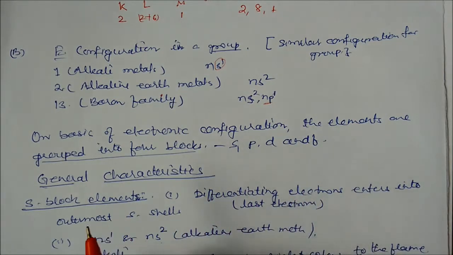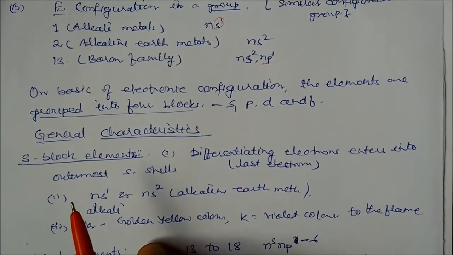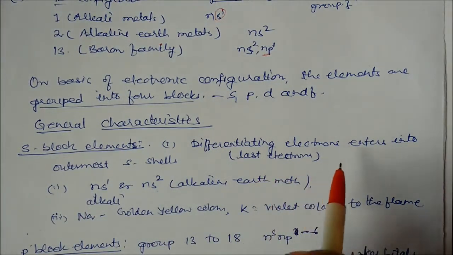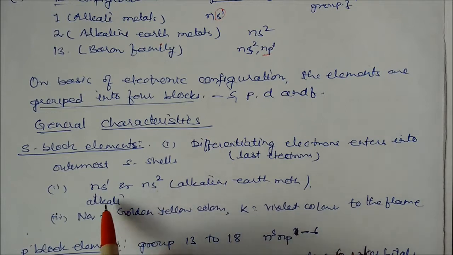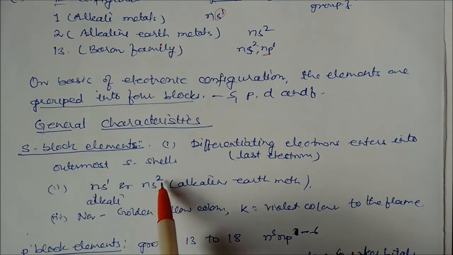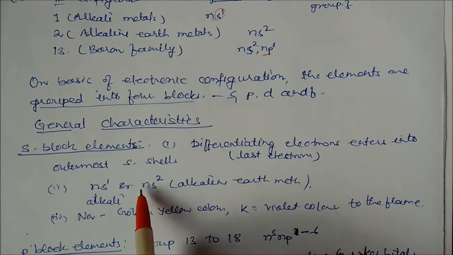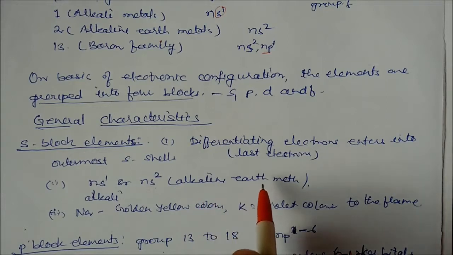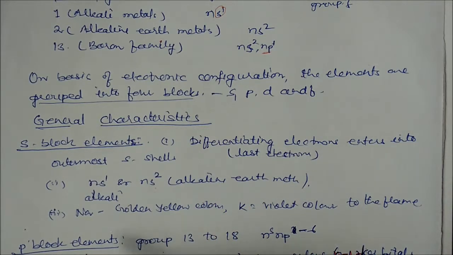So let us see some of the properties. S block elements: the differentiating electron, meaning the last electron, enters the outermost subshell like ns1, ns2. So these are alkali metals. If the last electron goes into ns2, so this subshell is filled, and these are alkaline earth metals. Colors I have also mentioned. The color of sodium is golden yellow if you burn it. If you burn potassium, it will give a violet color to the flame.